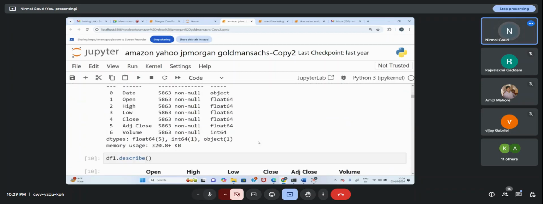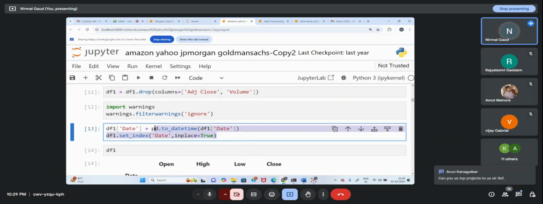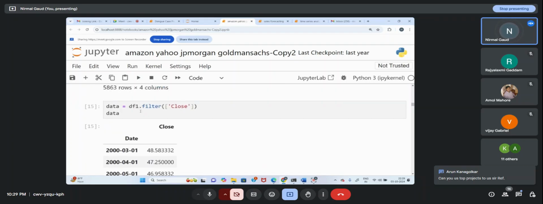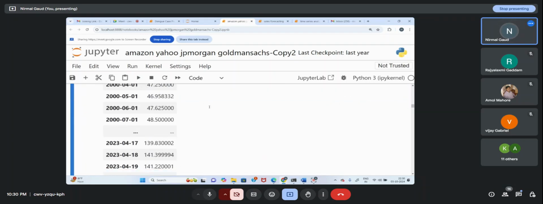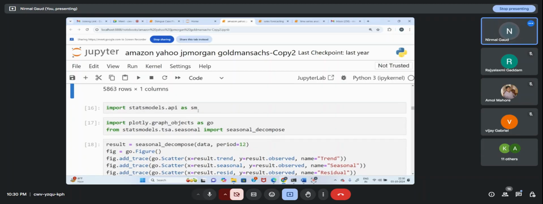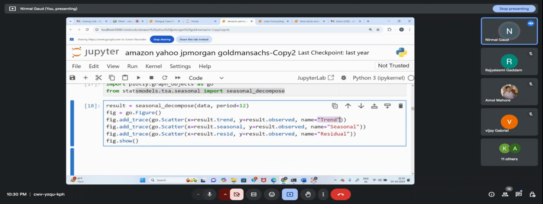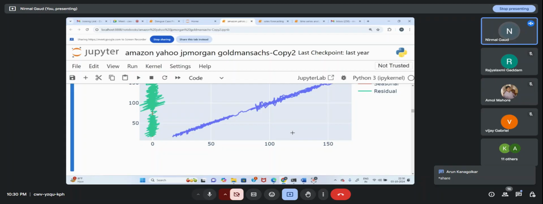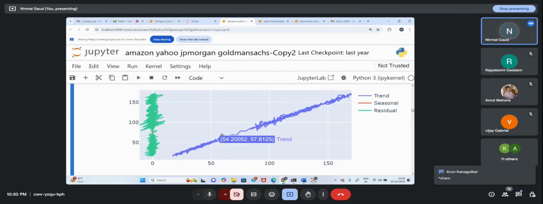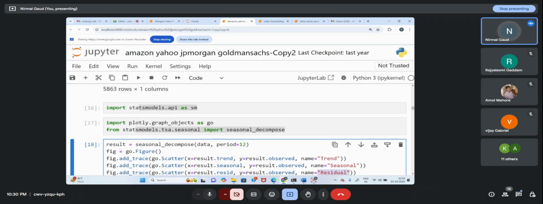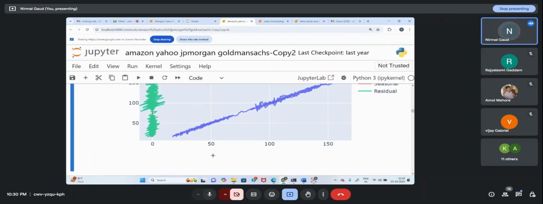Then what you have to do is set the index to date. These are the features. Then you can filter and keep only close as the target. Then you can use statsmodels to decompose your series into trend, seasonal, and residual. This is how you can do that. The plot looks like this because I used Plotly as the library. This is a very good code. Those people who have been requesting a time series explanation can take this code from me and apply it on their data.